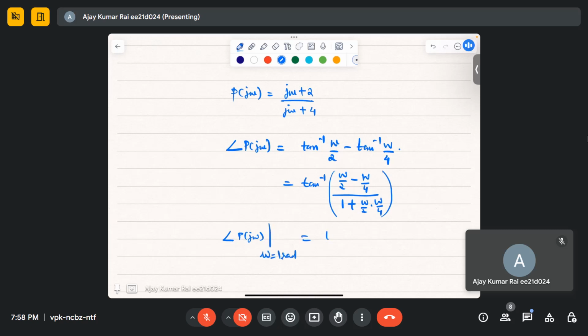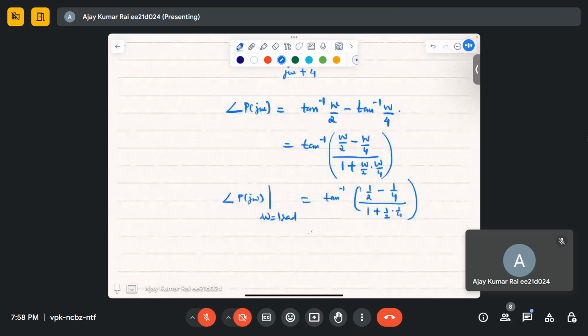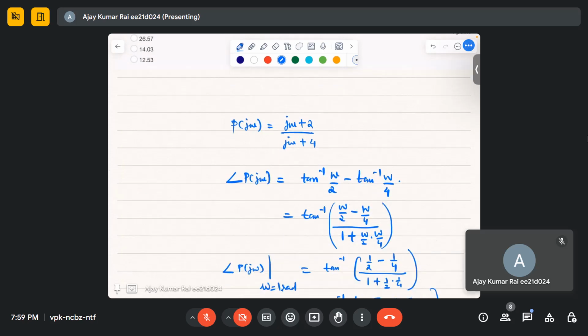So let me put (1 by 2 minus 1 by 4) over (1 plus 1 by 2 into 1 by 4). So it will be equal to tan inverse of (1 by 2 is 0.5, minus 1 by 4 is 0.25) over (1 plus 0.5 into 0.25). Just quickly find out what you'll get.